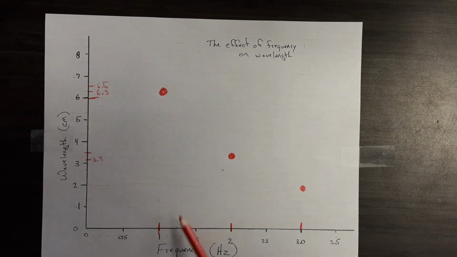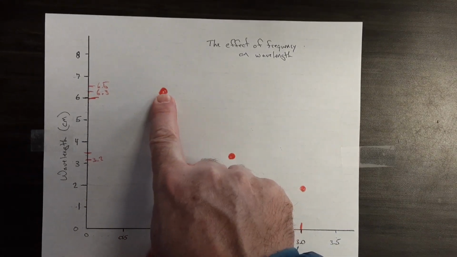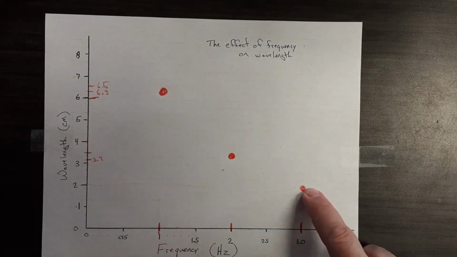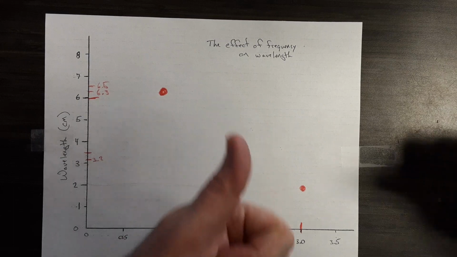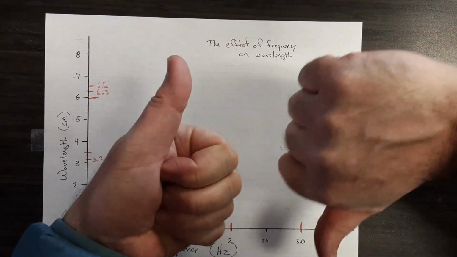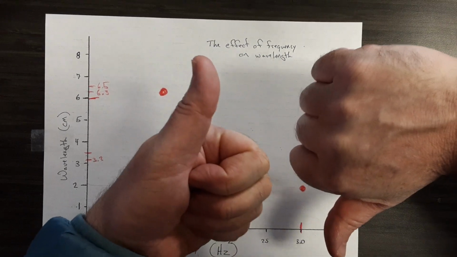Already I can see that this is an inverse relationship. If we move the frequency up, the wavelength is moving down, see? So low frequency is high wavelength. High frequency is low wavelength. That's an inverse relationship. So if I increase the frequency, I decrease the wavelength. This is an inverse relationship.